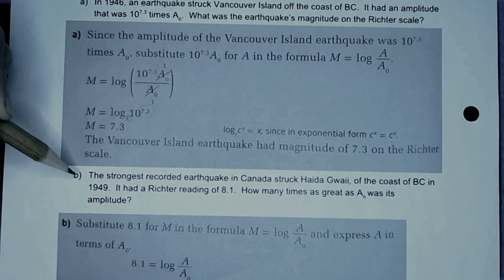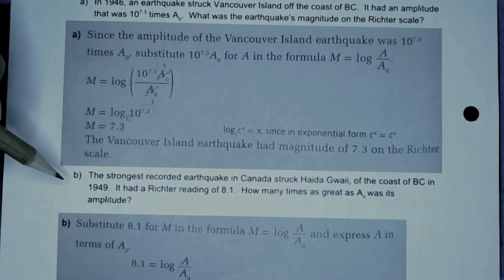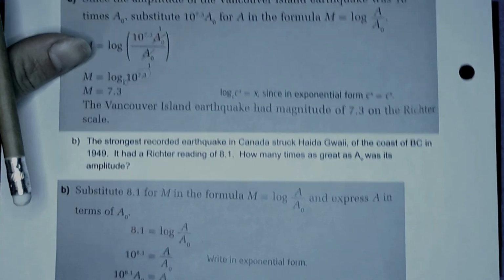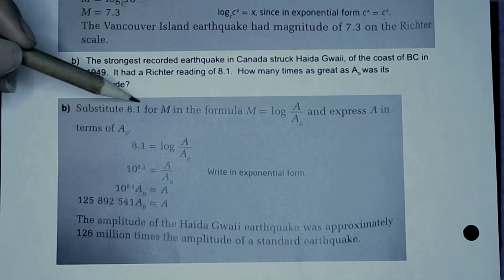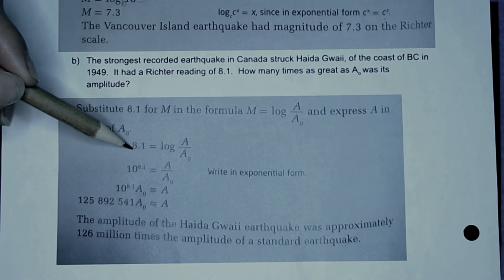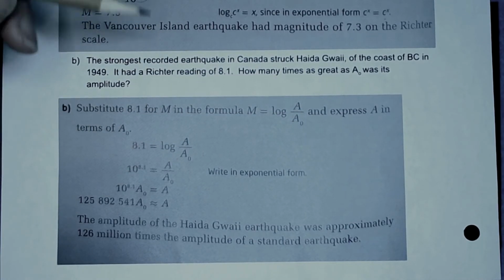In B, the strongest recorded earthquake in Canada struck Haida Gwaii, off the coast of BC in 1949. It had a Richter rating of 8.1. How many times as great as AO was the amplitude? So we have this value 8.1. That's our m. And then we have this formula for figuring out earthquakes.